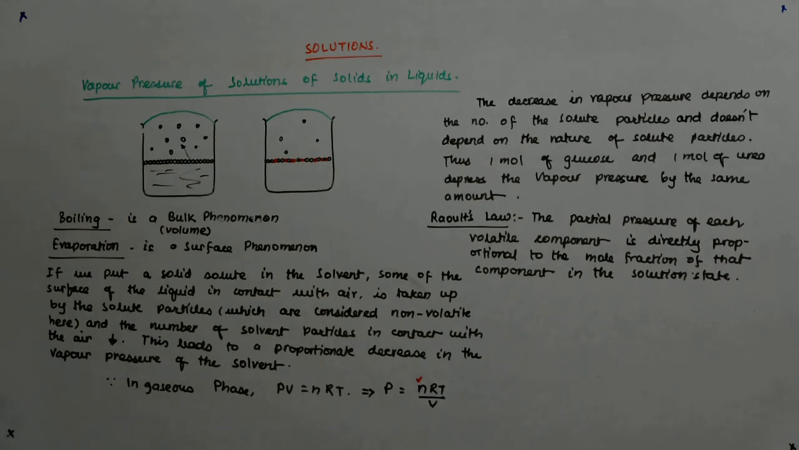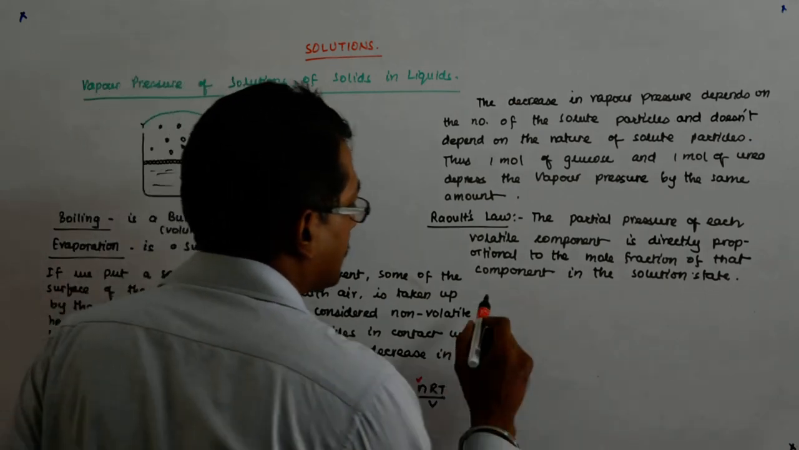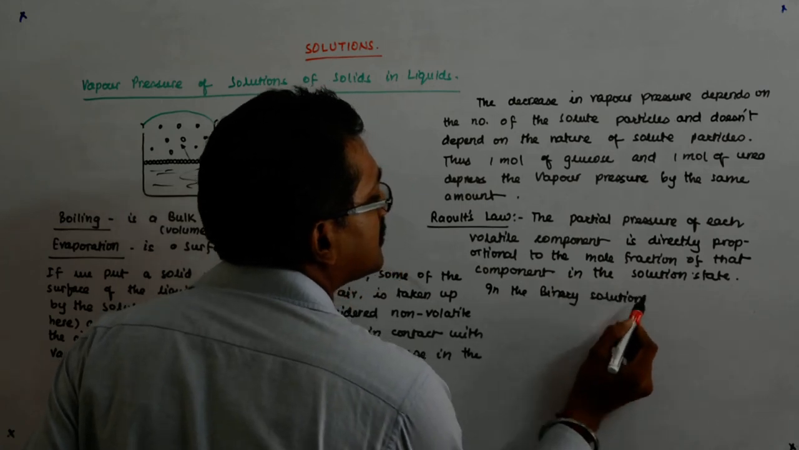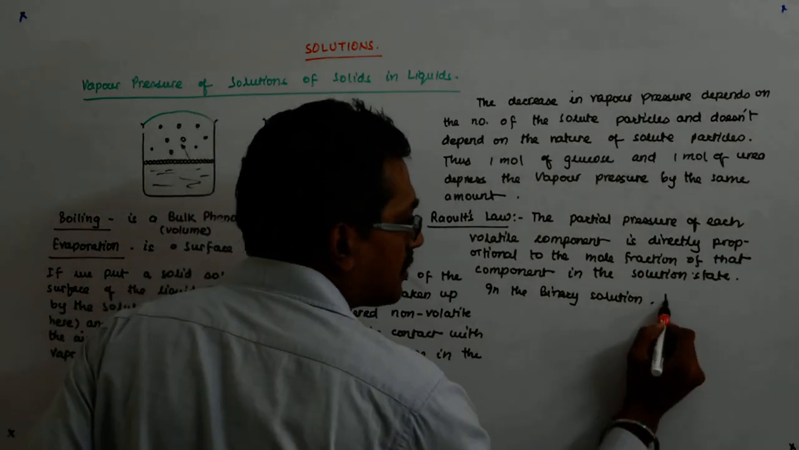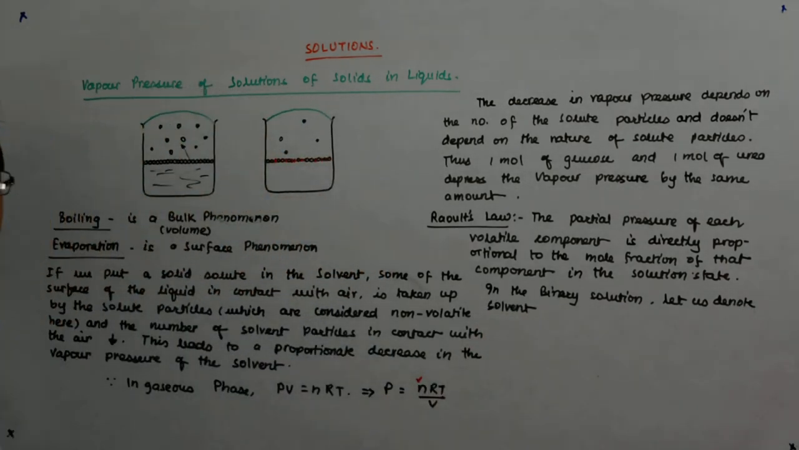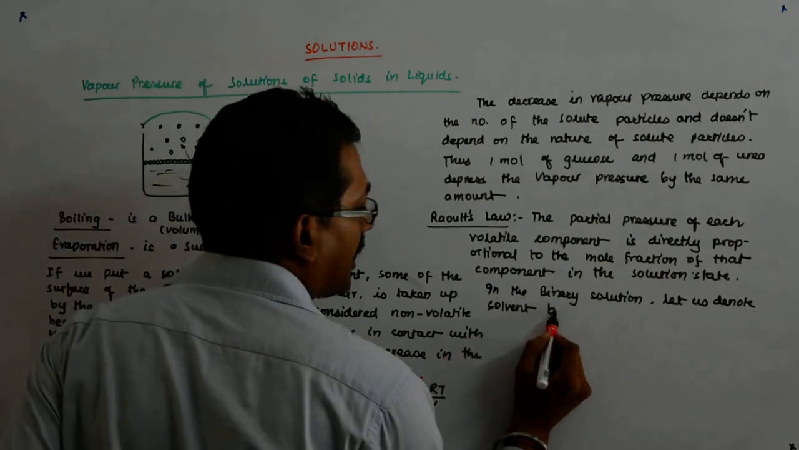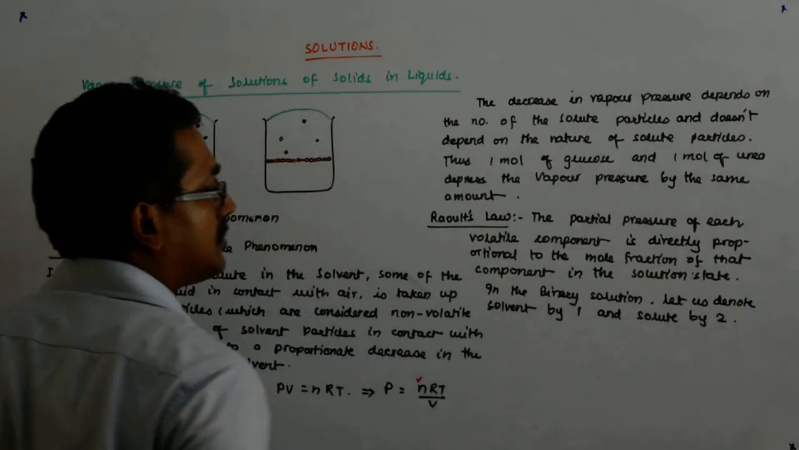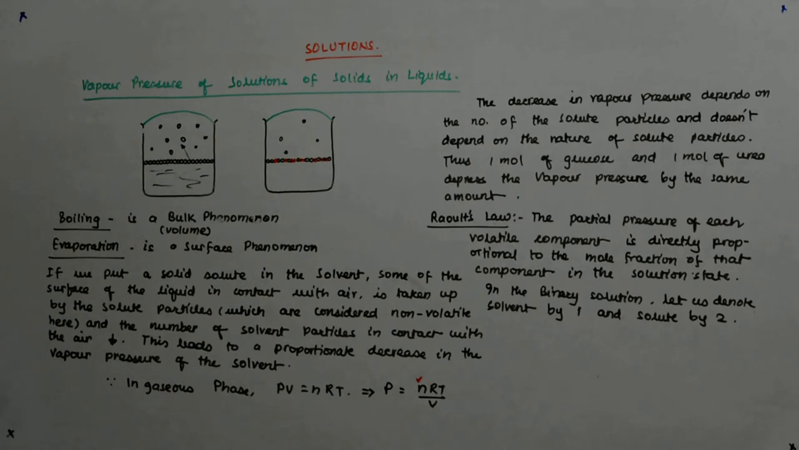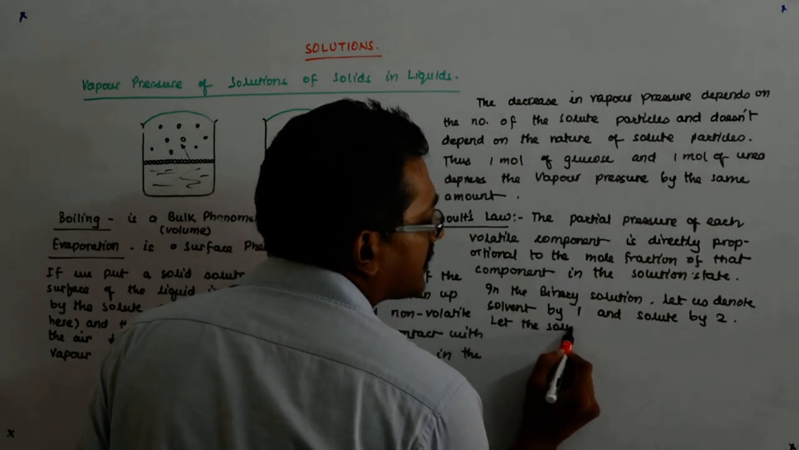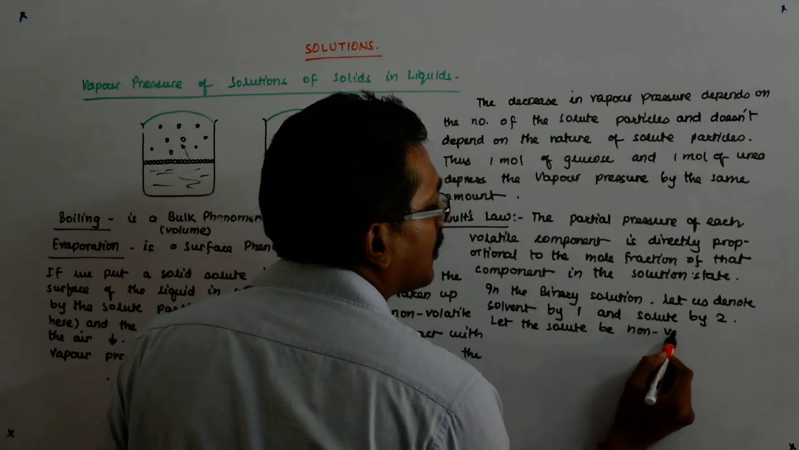So we have a binary solution, and let us denote the solvent by 1 and solute by 2. In the binary solution, let us denote the solvent by 1 and solute by 2, and let the solute be non-volatile.